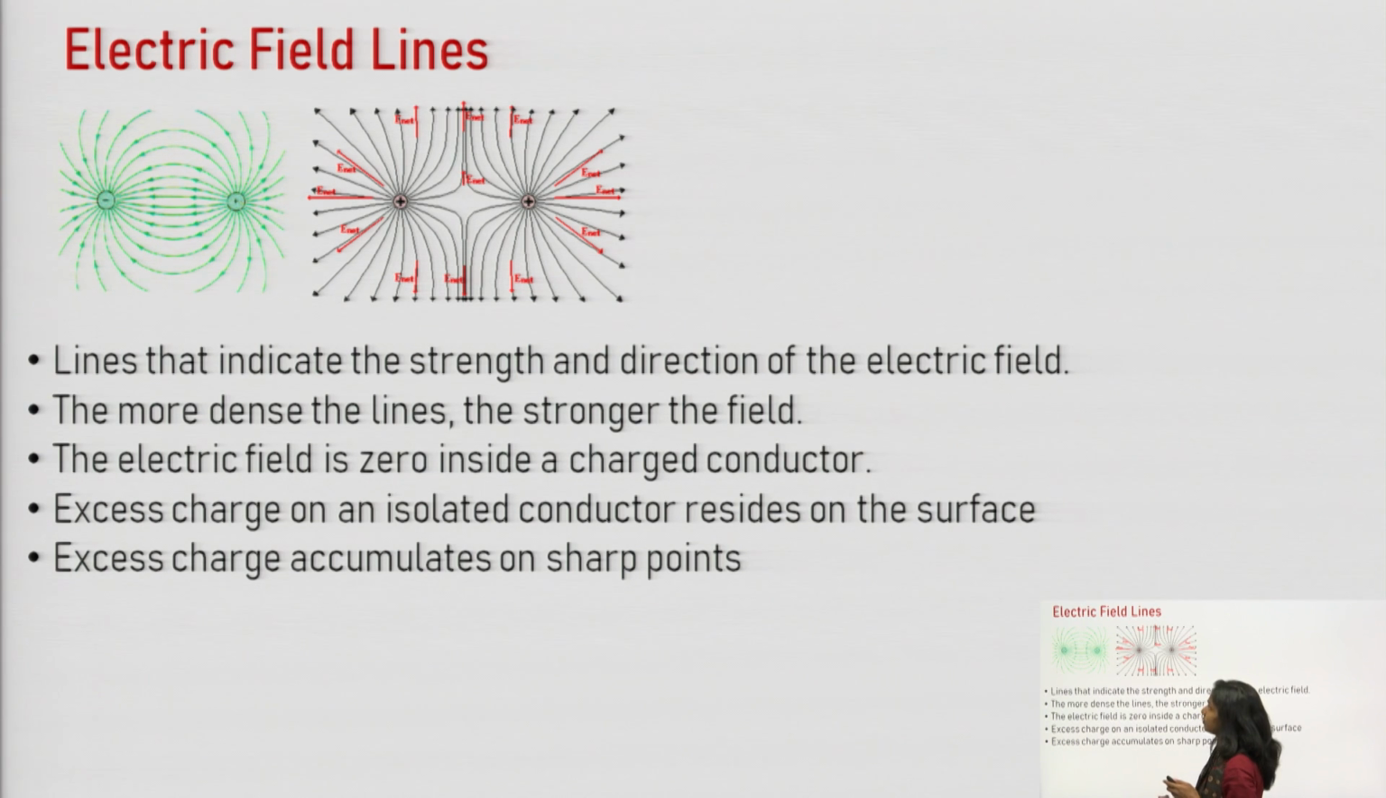Now, we already know that if it is a plus charge, then it will radiate some lines of force in the outward direction.